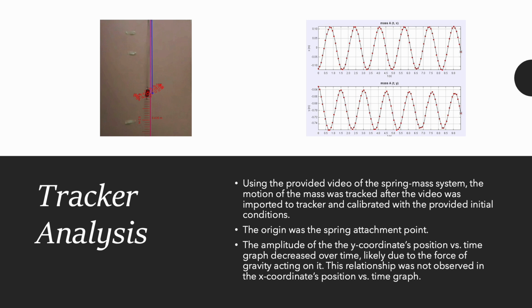The graph on the right shows the amplitudes of the y-coordinates position versus time graph, as well as the amplitudes of the x-coordinates position versus time graph. We notice that for the y-coordinate, the amplitude decreased over time, likely due to the force of gravity acting on it. This relationship was not observed in the x-coordinates position versus time graph.